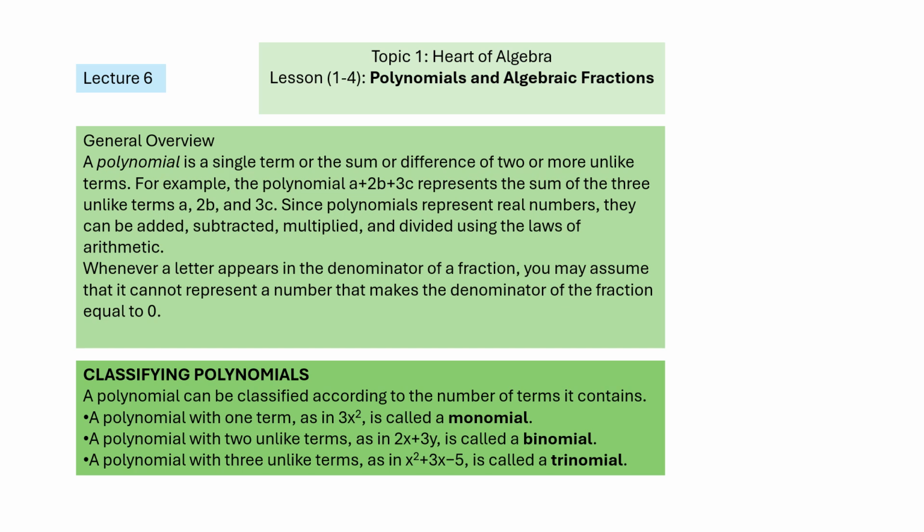Classifying a polynomial. Polynomials can be classified according to the number of terms they contain. A polynomial with one term is called a monomial, like 3x squared or negative 5y. A polynomial with two unlike terms, as in 2x plus 3y, is called a binomial. A polynomial with three unlike terms, as in x squared plus 3x minus 5, is called a trinomial.